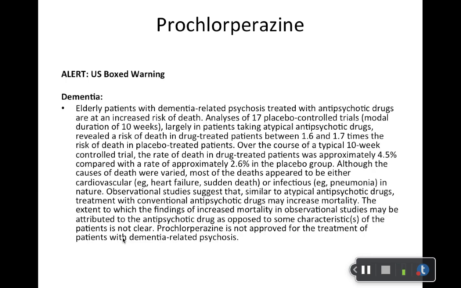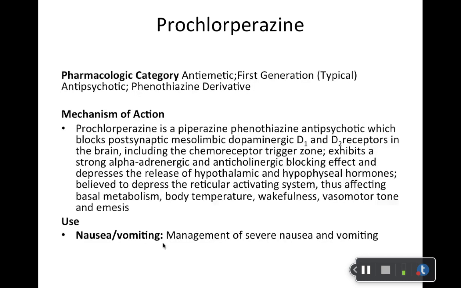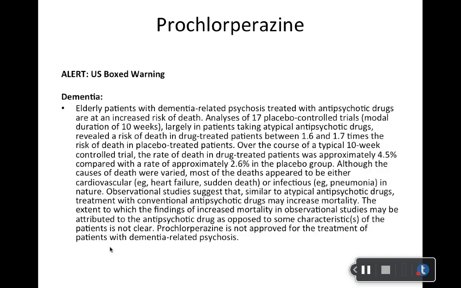And then the box warnings. This one's interesting. It's a little bit different. It has the dementia only box warning. And part of the reason that it's not like the other antipsychotics is because you'll note the use is it's not being used for psychosis. So the FDA allowed this one to not have the specific blanket one, but it still involves elderly patients with dementia-related psychosis.